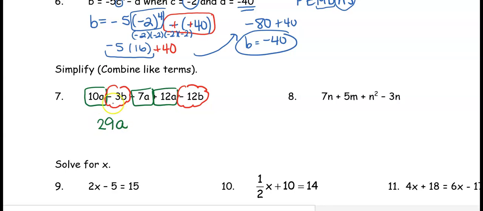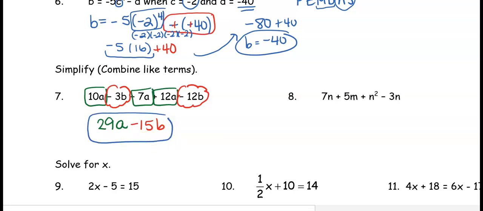And then our b's, a negative 3b and a negative 12b. I'm adding those together, which becomes a negative 15b. Now those can't go together because they're not like terms. One's an a, one's a b. So this is as far as we can go.